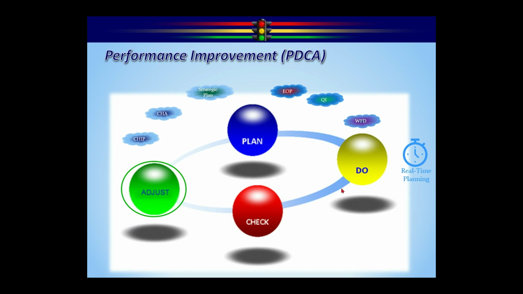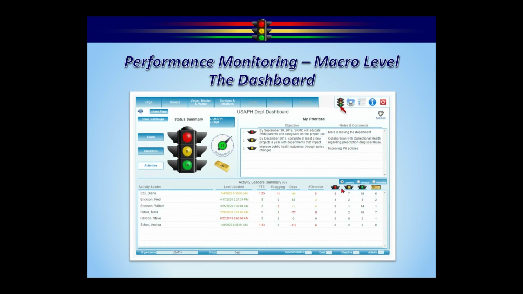Now, that chart that I just showed you with the 0 to 25% reduction was what we call micro level performance monitoring. So when I'm down at the bottom of the pyramid at the objective activity level, that's micro level. What we're going to talk about now is the macro level performance monitoring, or the dashboard screen itself.